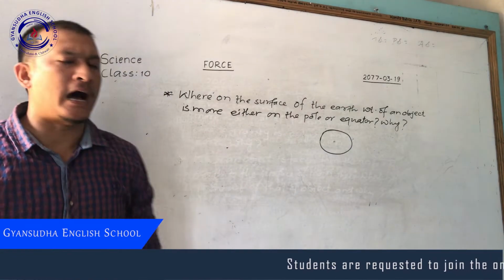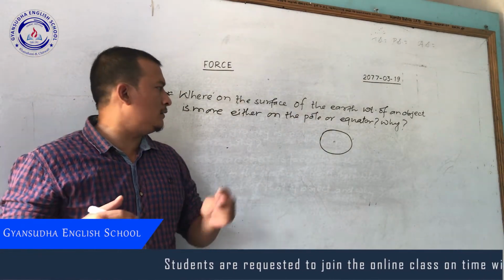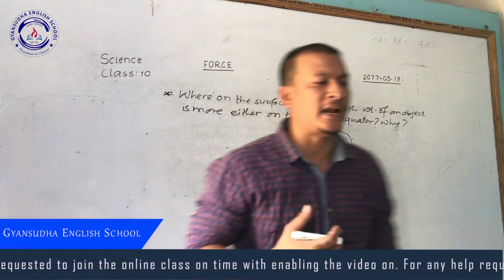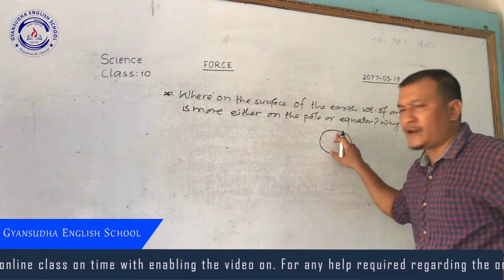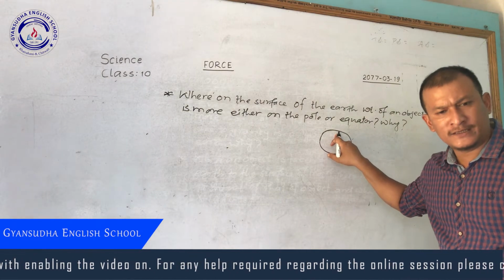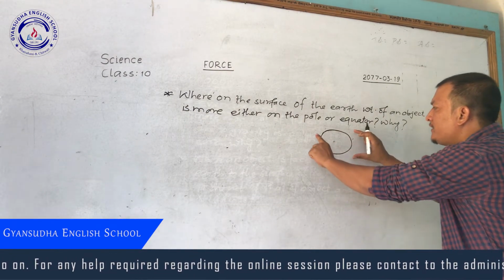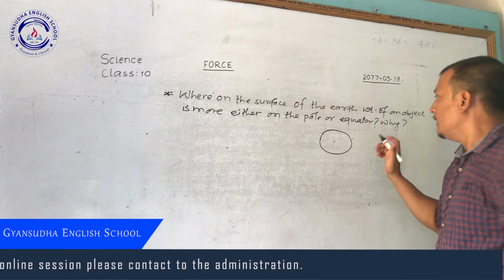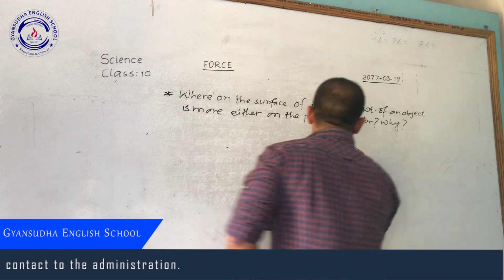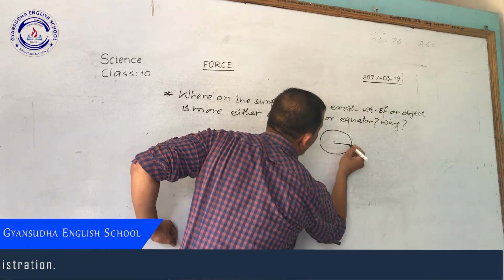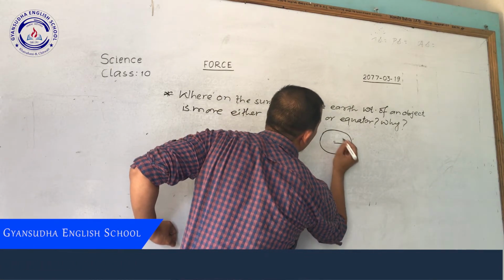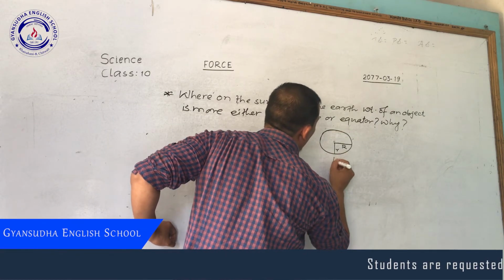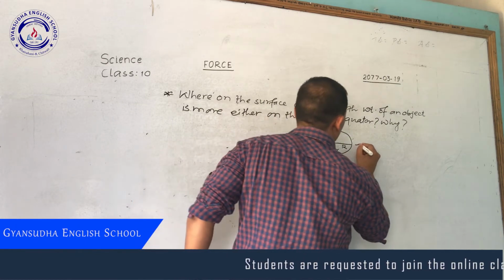Our earth, you know that our earth is not a perfect sphere. It is not completely round. The polar region of the earth is somehow flattened, and the equatorial region is bulged, or we can say expanded. That's why the equatorial radius is more than the polar radius. This is pole and this is equator.